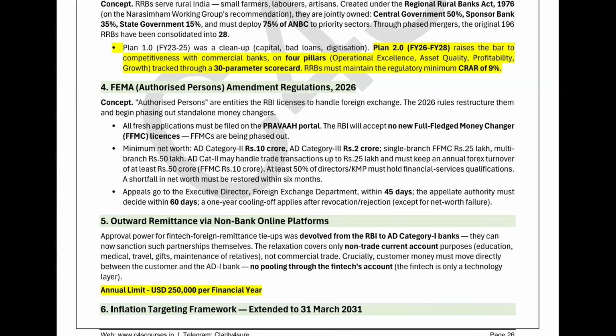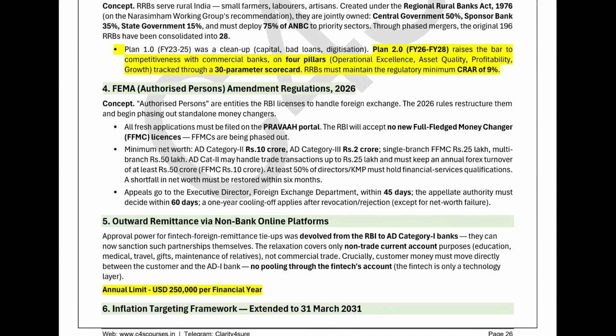What is it telling about? It is telling about authorized persons, entities the RBI licenses to handle foreign exchange. The 2026 rules restructure them and begin phasing out standalone money changers. All fresh applications must be filed with the what portal? Parivesh portal. The RBI will accept no Full-Fledged Money Changer FFMC license. FFMC are being phased out.